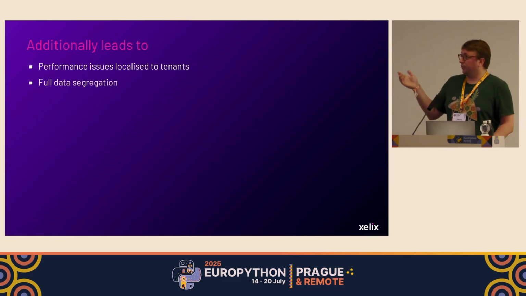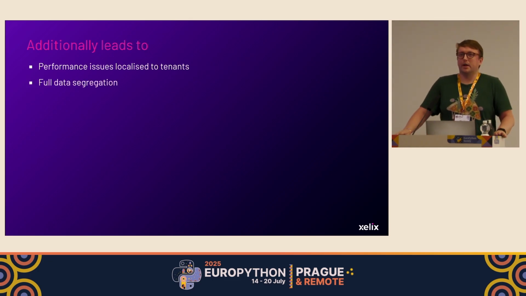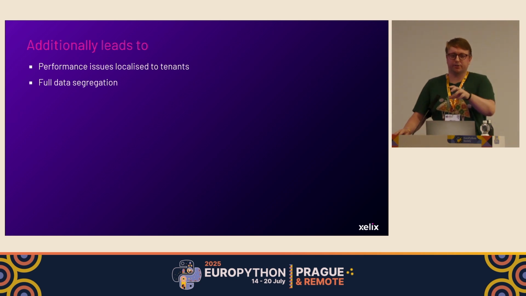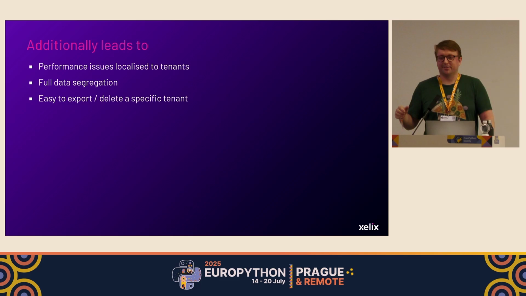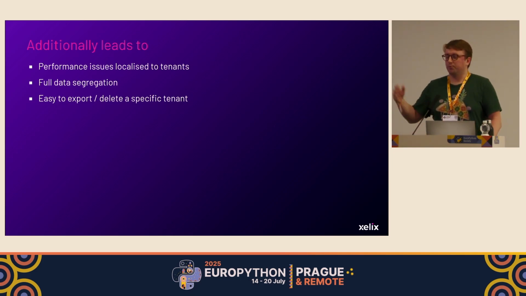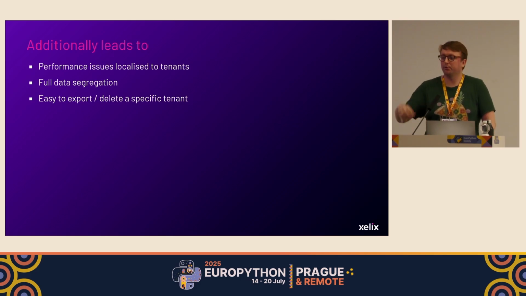On top of that, you've got full data segregation, right? And companies often want to have this as part of your solution, where there's no risk of leaking data from one customer to a different customer. It's easy to export or delete a specific tenant because it's all localized to one schema. You don't have to go through 300 tables with a cascade delete. You just drop the entire schema and you're kind of done. And it's easy to export, so Postgres allows you to export the data of just one specific tenant, for example, or one specific schema.